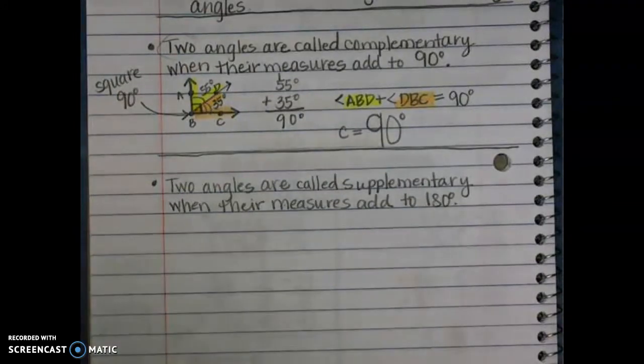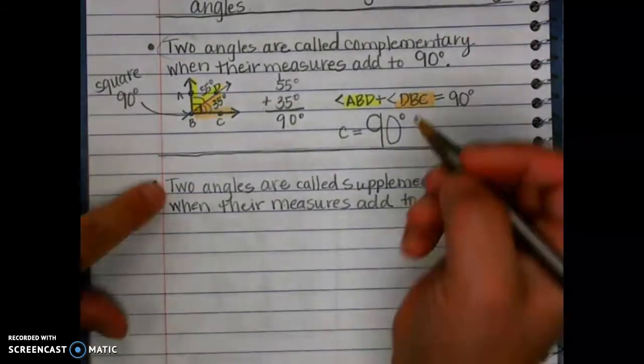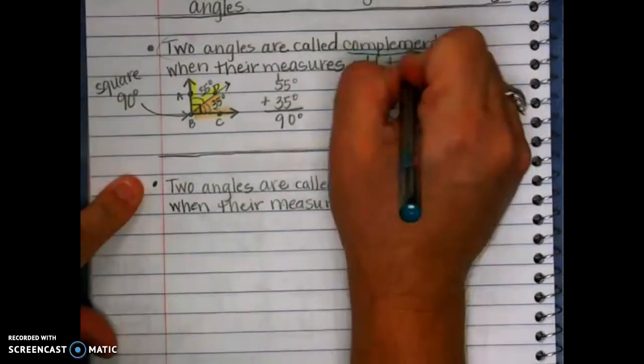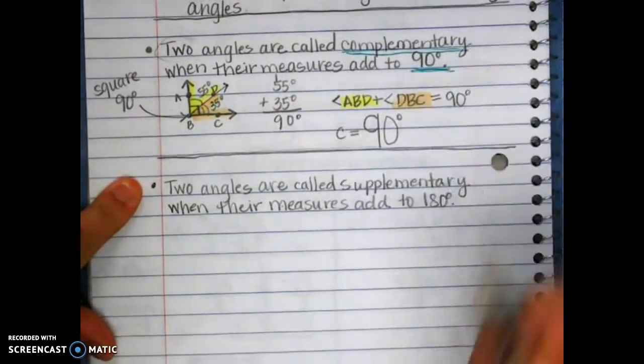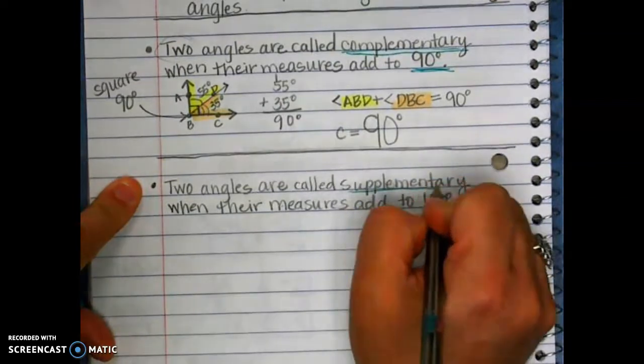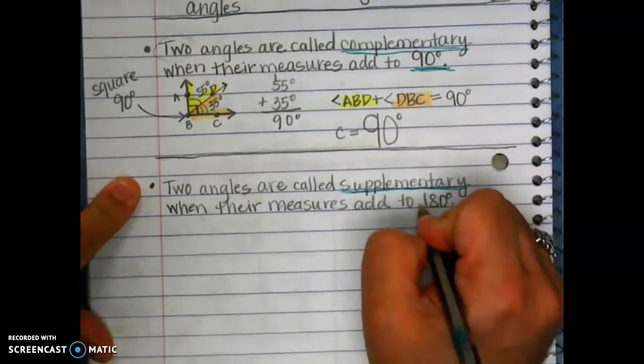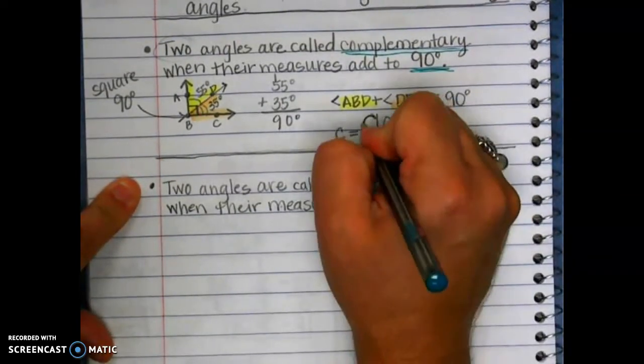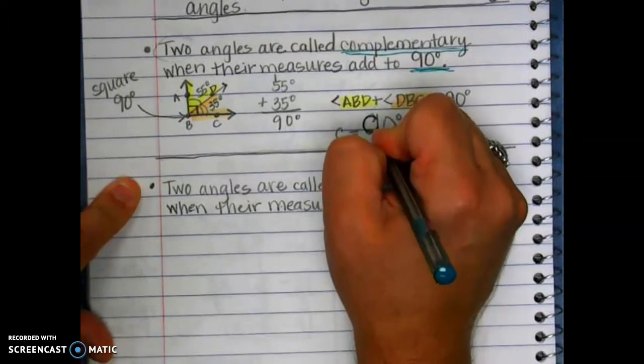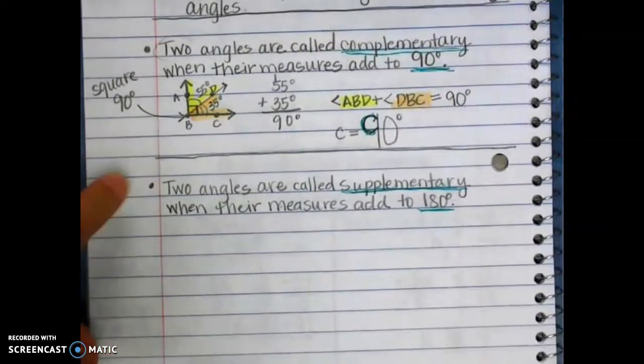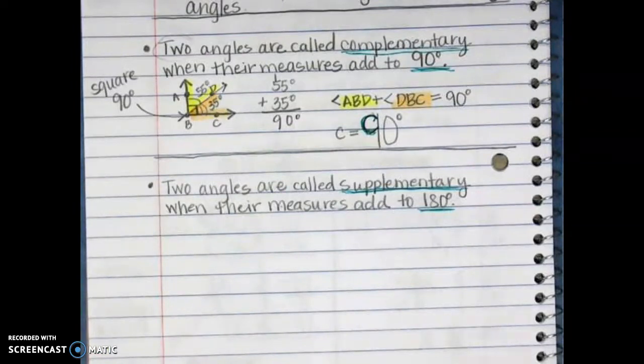Okay, so while you're copying that down, I think I'm going to go in here with my turquoise pen, and I'm just going to mark in here complementary is 90 degrees. And then over here, I'm going to do supplementary is 180 degrees, just so that we can see those differences, because otherwise those definitions can sound a lot alike.